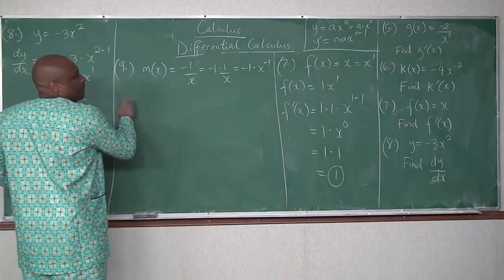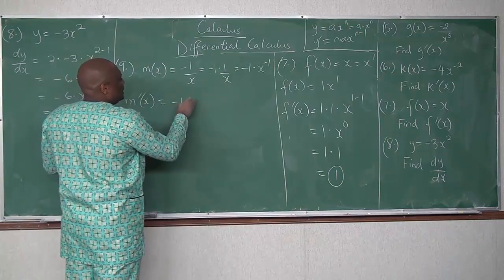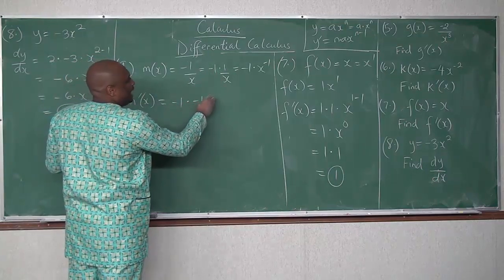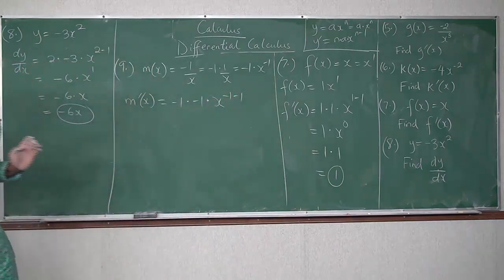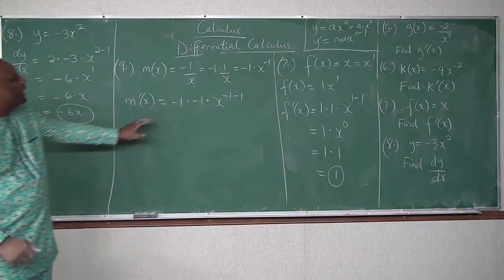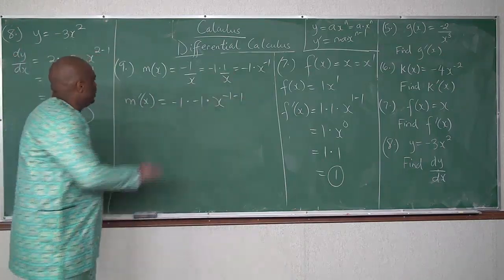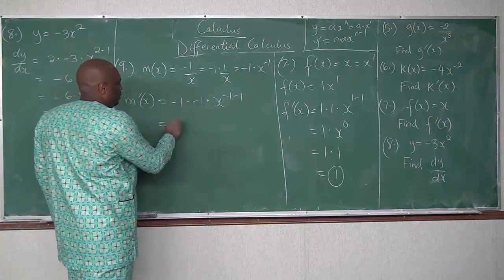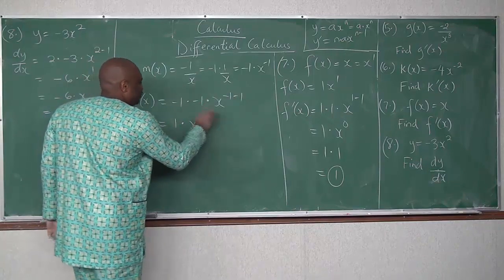Okay? So m prime of x will be negative 1 times x to the negative 1 minus 1. Minus 1 and negative 1 is the same thing. We did that in the previous video, add and subtract integers. Okay? Negative 1 times x to the negative 1, negative 1. So this is negative 1 times negative 1, which is 1, times x to the negative 2.